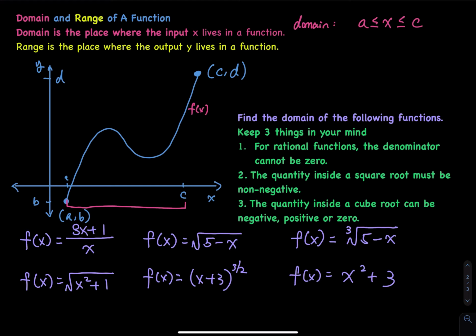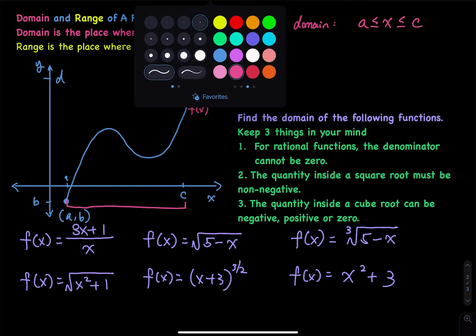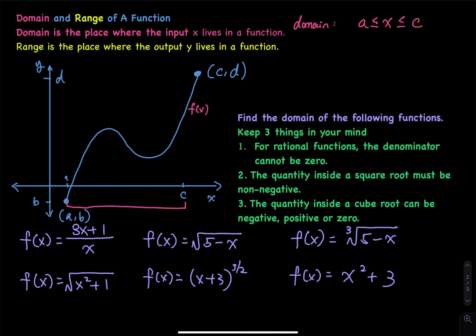And then what about the range? What is the smallest y? The smallest y is y equals b. The biggest y is y equals d. Or you can look at it this way: from the smallest y to the biggest y. So the range is y is between the smallest y, which is b, and the biggest y, which is d. It is just that easy. x is between a and c, y is between b and d.